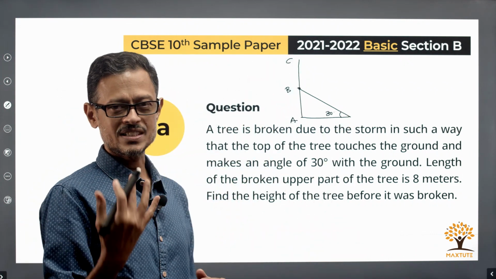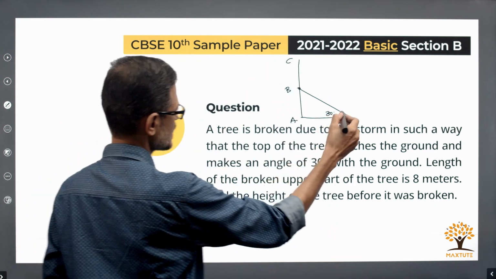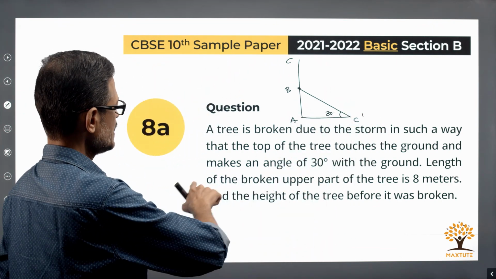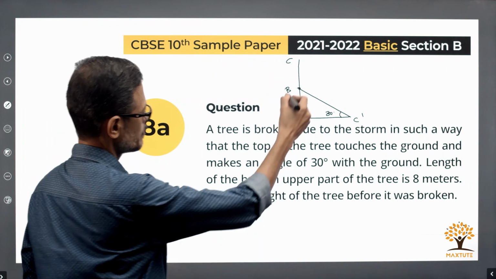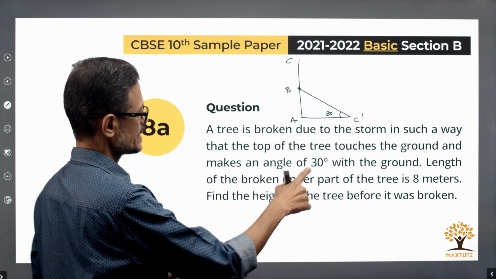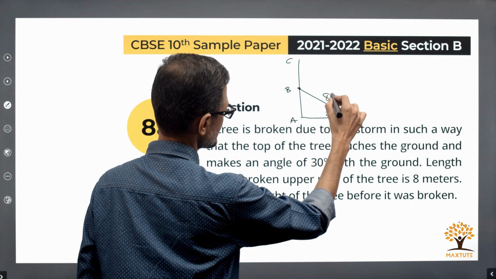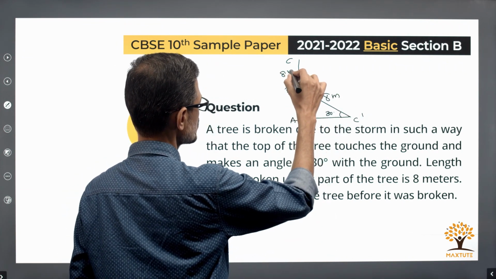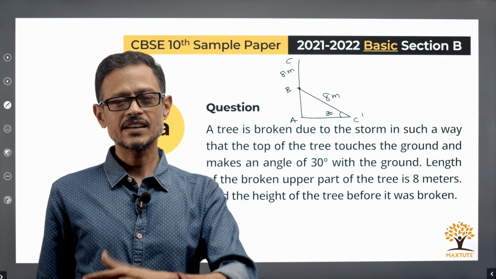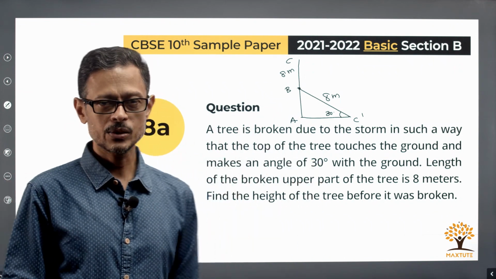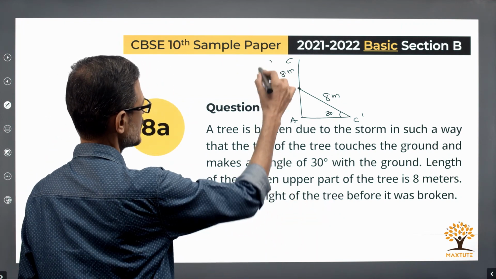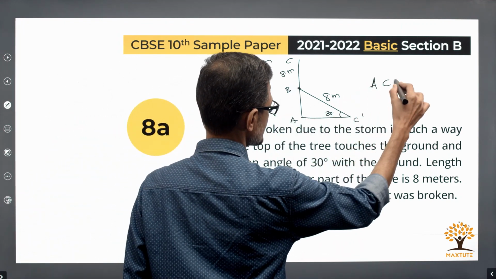BC is the tree when it was standing. It's broken and it is touching the ground. So, we will call this point C dash. Length of the broken upper part, it's either BC or BC dash, one and the same. That measures 8 meters. So, BC dash is equal to 8 meters. BC is also 8 meters. When it was standing tall, it would have been BC. When it's broken, it's BC dash. So, it's going to measure the same length, which is equal to 8 meters. What we need to find out is the height of the tree before it was broken. So, we need to find out what is AC.